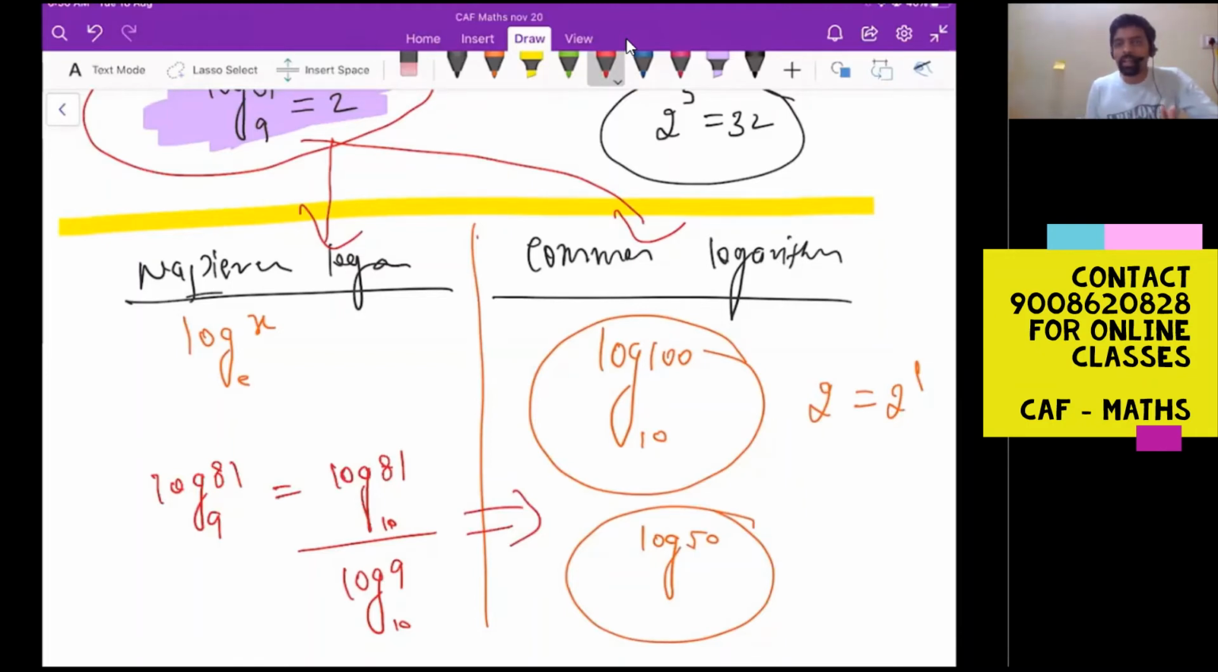So in this particular chapter, we'll study only common logarithms. Only common logarithms. Where will you study Neperian logarithms? We will study them in calculus. You have a big chapter called calculus. In calculus, we will study Neperian logarithms, but here we'll study only common logarithms.